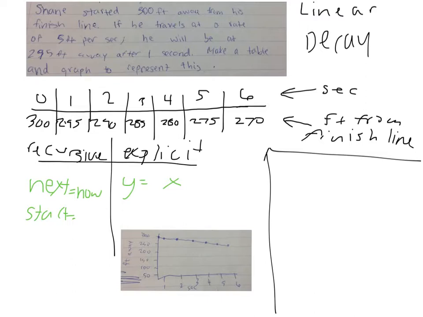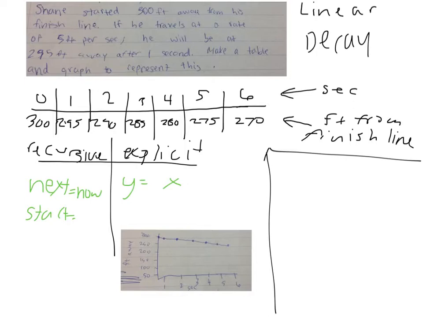So our table shows that at 0 seconds we would start at 300. That's our start value. And then at 1 we would be at 295, like in the question. And then it goes to 2, which is 290, and so on.